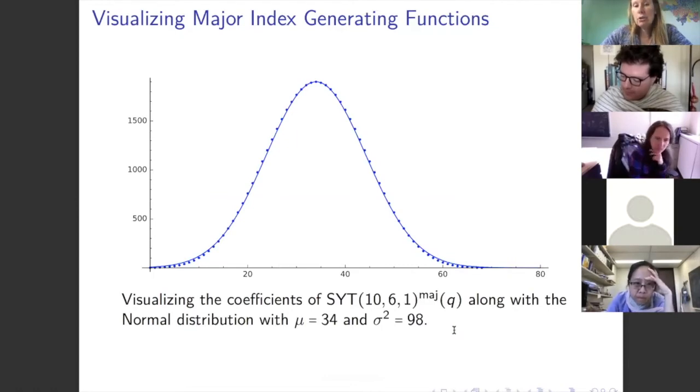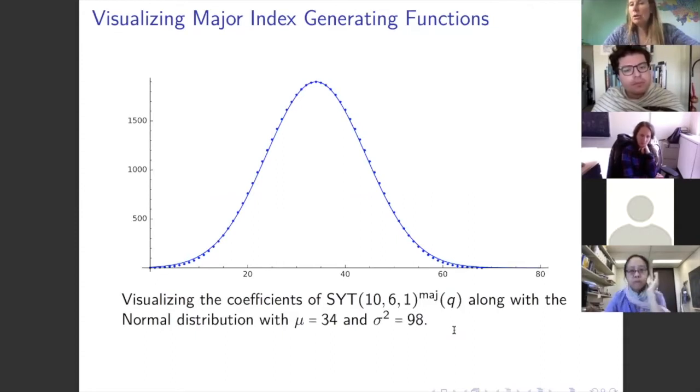And here I chose to overlay the normal distribution with the exact same mean and standard deviation, so that it should match up pretty well. And it does, it's getting pretty close. And that's really the theorem we're going for. How often is it that we're approaching a normal distribution with these partitions?